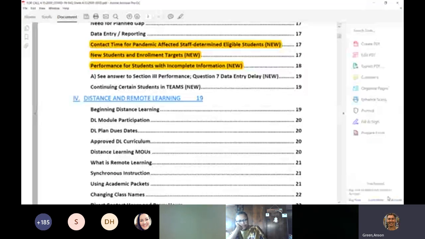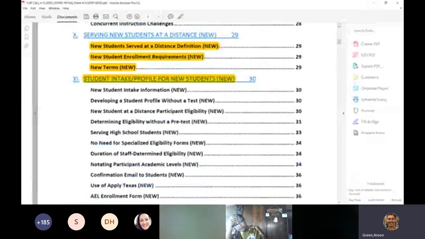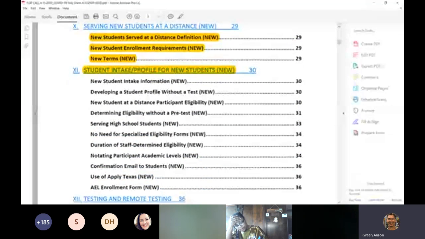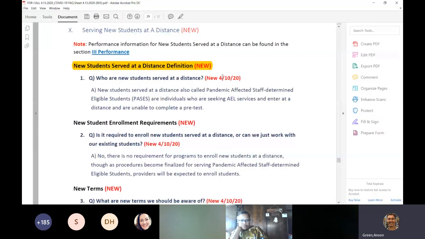And I'm going to move a screen over here so I can see the chat room. Okay. But we want to begin right down here and start with serving new students at a distance. And I wanted to just go through these terms. It starts about page 29. These are hyperlinks, so you just go in there and click on it. And Elena Zochman on my team did a great job of bookmarking this thing. But I think today what I want to focus on mainly is serving the new students information and then the performance related to that group of students.